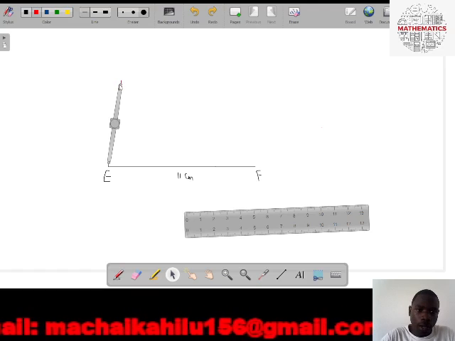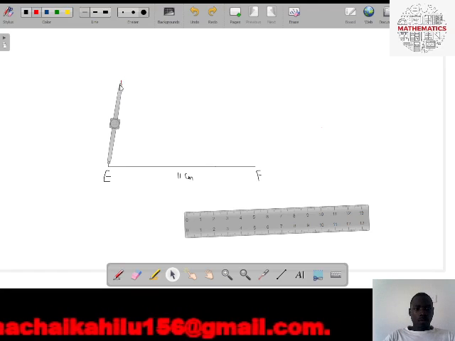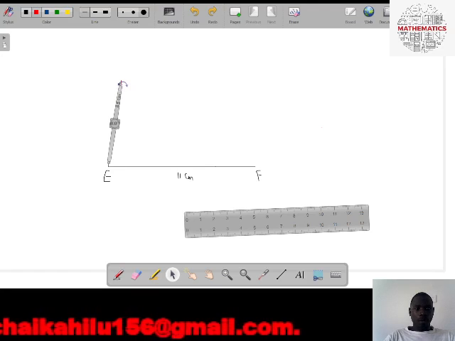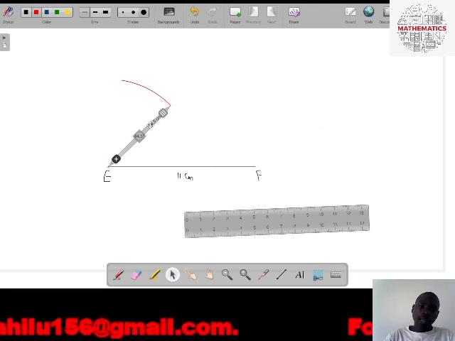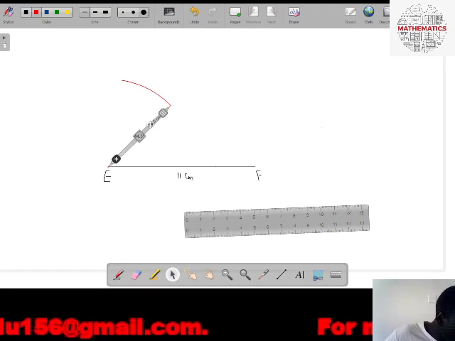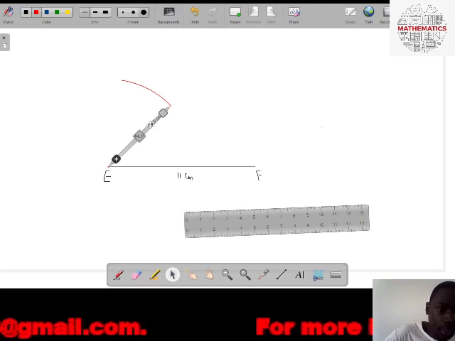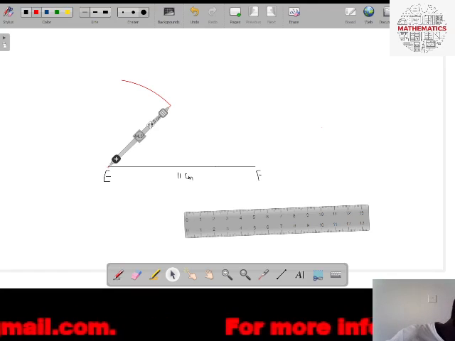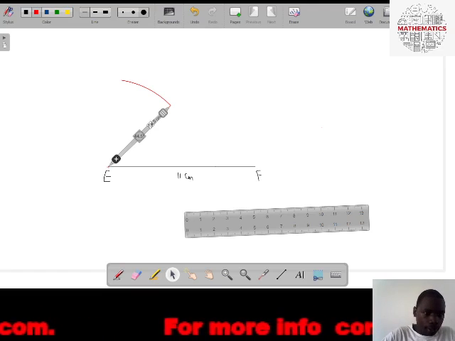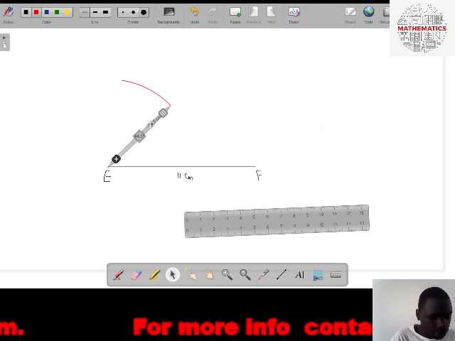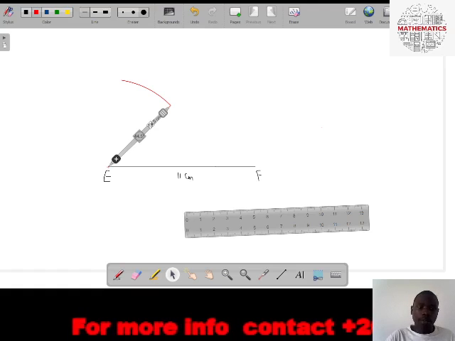I'll make an arc like that. That is 6.5. And then after 6.5, they're saying GF. That is G. EG is 6.5, GF. So meaning GF, or FG, is 10 centimeters.